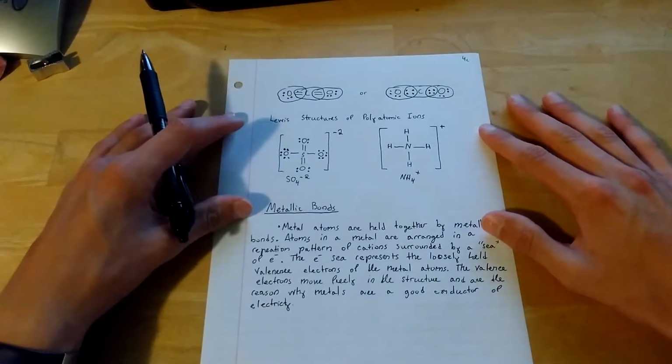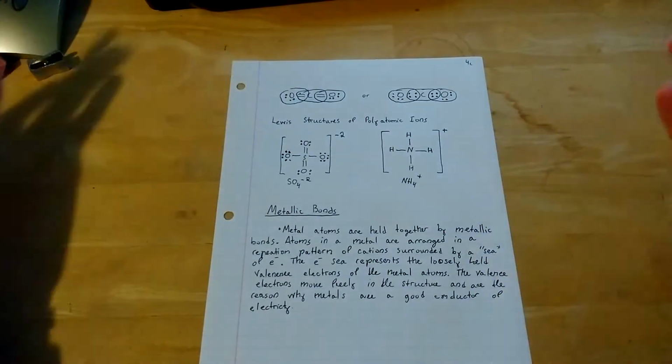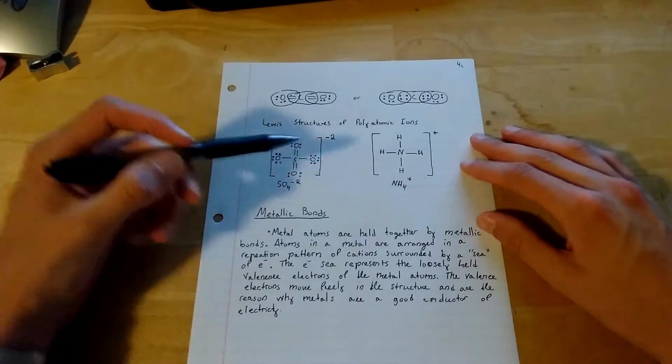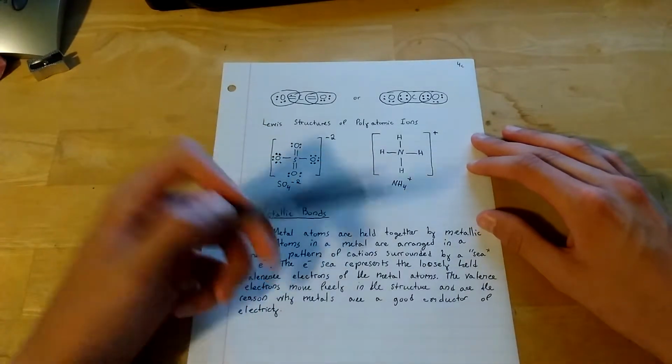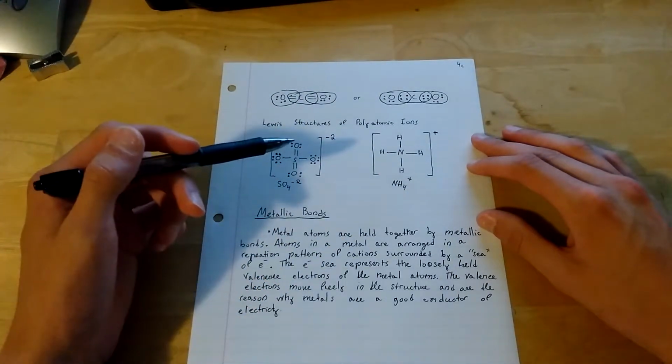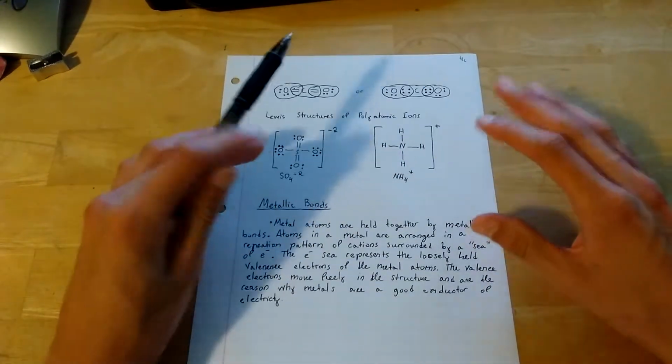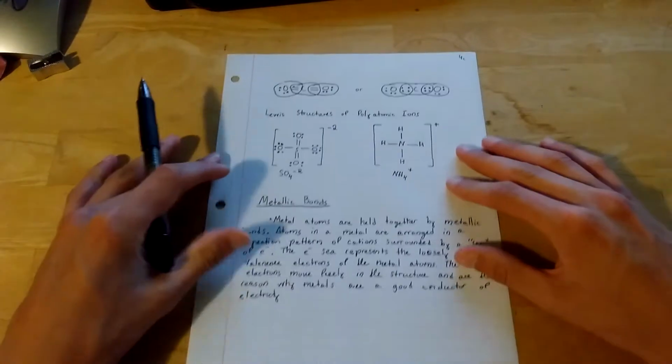Lewis structures for polyatomic ions are basically the same thing. Just write it out like this: this is the sulfate ion and this is the ammonium ion, both with electrons showing and electrons not showing. But then again, this is hydrogen, so it's not really that important.